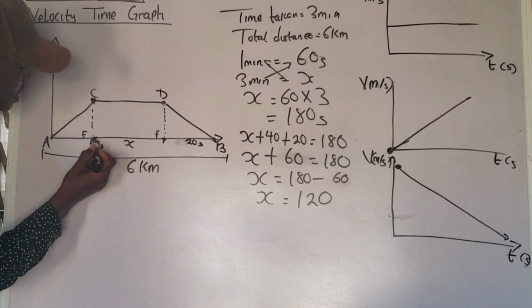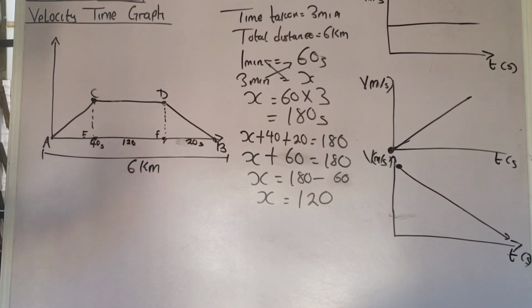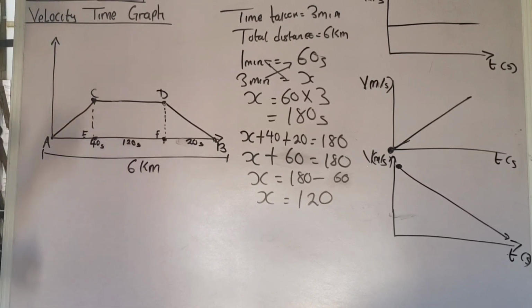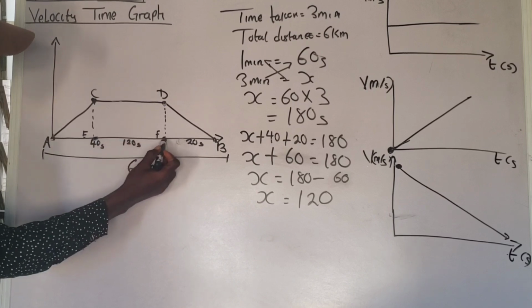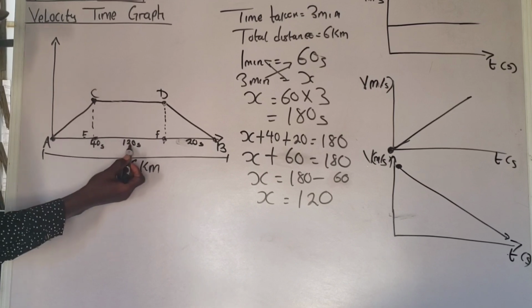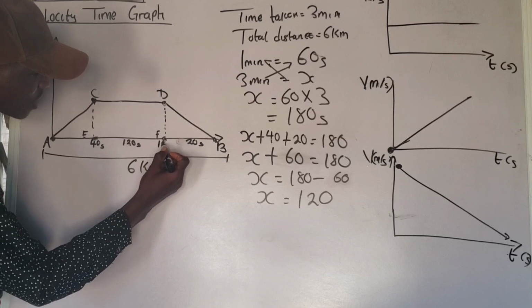So the time taken from this point to this point is 120. You understand? Please understand how I'm solving the question so that you won't get confused. The time taken from this point to this point now is 120 seconds. Please pay attention. Now, if I want to get the time taken from this point to this point, that will be 120 plus 40. Do you understand? The time taken from this point to this point is 40 seconds. And the time taken from this point to this point is 120 seconds. Now, if I want to get the time taken from this point to this point, it will be 120 plus 40 seconds. That will be 160 seconds. So, here I'm going to have 160 seconds.